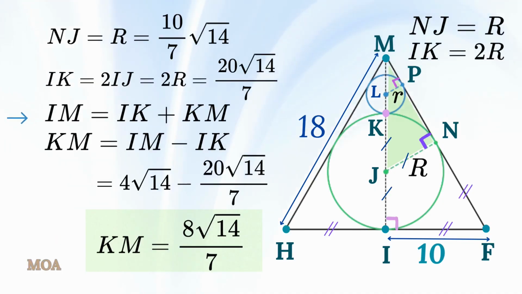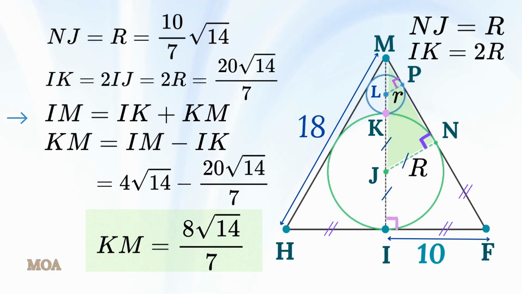Thus, by recognizing that segment NJ corresponds to the radius of the inscribed green circle, we can establish the precise length of the diameter IK. Since the diameter is twice the radius, it follows that IK equals 20 times the square root of 14, all divided by 7. Next, recall that we demonstrated points I, K, and M are collinear.